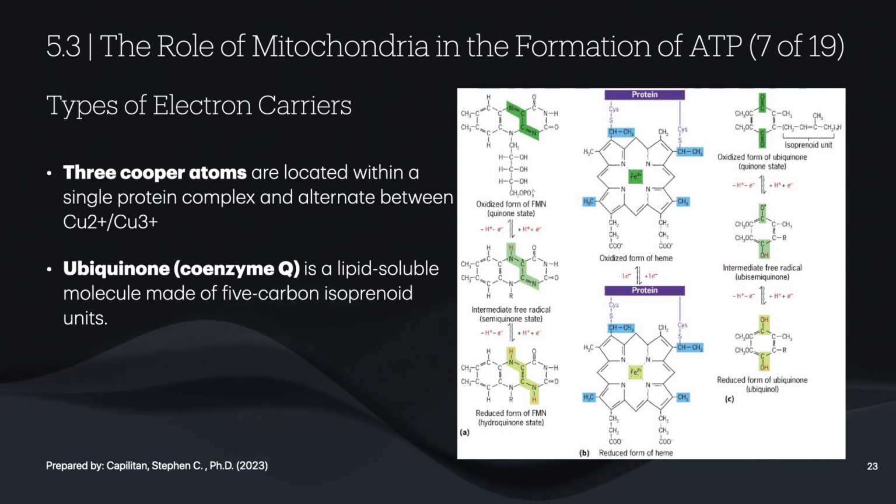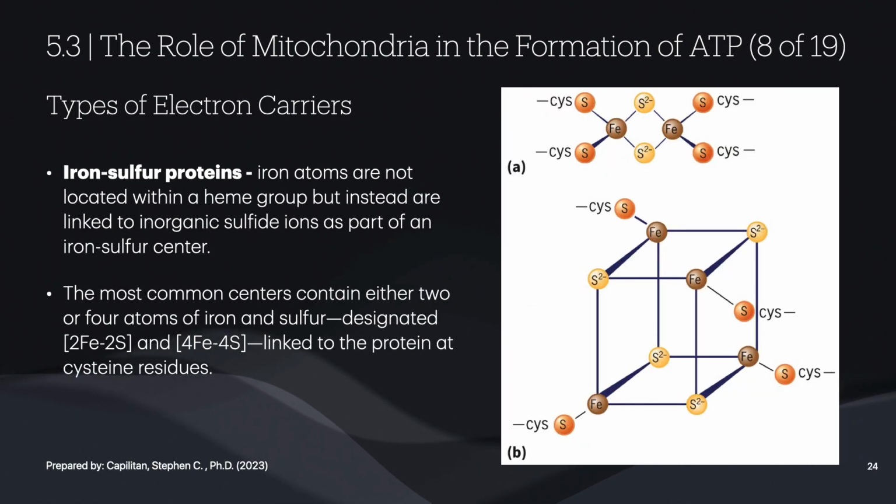Or copper. Next will be the ubiquinone, coenzyme Q, which is a lipid-soluble molecule made up of 5-carbon isoprenoid units. Again, you can see the figures and the structures on this figure. We have also iron-sulfur proteins. Iron atoms are not located within a heme group, but instead they are linked to inorganic sulfide ions as part of the iron-sulfur center. The most common centers contain either 2 or 4 atoms of iron and sulfur. They are designated as your ferredoxins. These are linked to the protein at the cysteine residues.